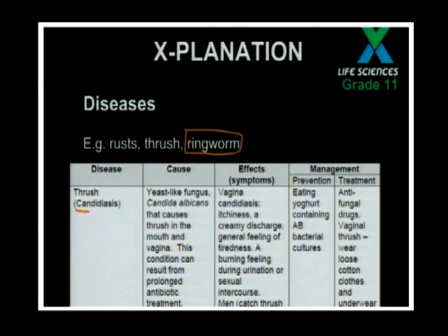Thrush is correctly called candidiasis. That is the disease name and the common name, thrush. What is thrush caused by? A special fungus called Candida albicans. And albicans means white, so it's literally the white fungus. This fungus can grow in the mouth and in the vagina. It can also grow through the intestines and it can grow through the anus as well.